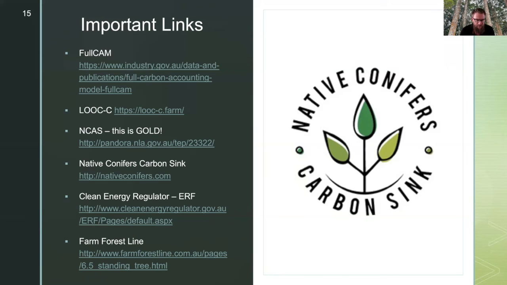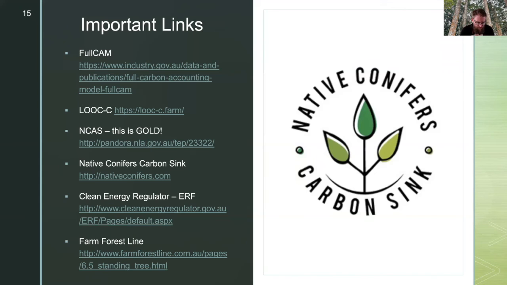Native Conifers Carbon Sink, you can have a look at our project if you'd like there. The Clean Energy Regulator, that's the ERF, the Emissions Reduction Fund, which is the main carbon purchasing arrangement that the government has in place. So you should go and have a look at that. And that includes a whole bunch of information and data about how many carbon credits have been generated.